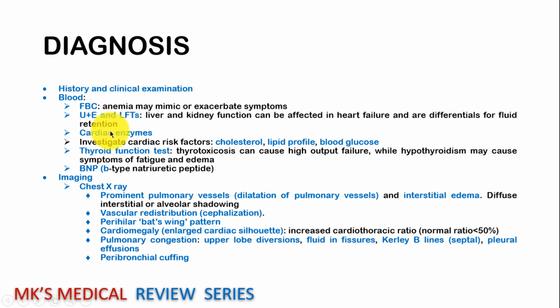Then order cardiac enzymes, because heart failure may be due to a myocardial infarction. Then of course, investigate cardiac risk factors. You want to do a lipid profile where you check your cholesterol levels, your triglyceride levels, your LDLs, your low density lipoproteins, your high density lipoproteins. You also want to check your blood glucose level. Then of course, you may do a thyroid function test if you are suspecting high output failure due to thyrotoxicosis. Even hypothyroidism can also present you with features of fatigue and edema, so you want to rule that out. You may also do a beta type natriuretic peptide. Like I already told you, it may be useful in prognosis of heart failure.